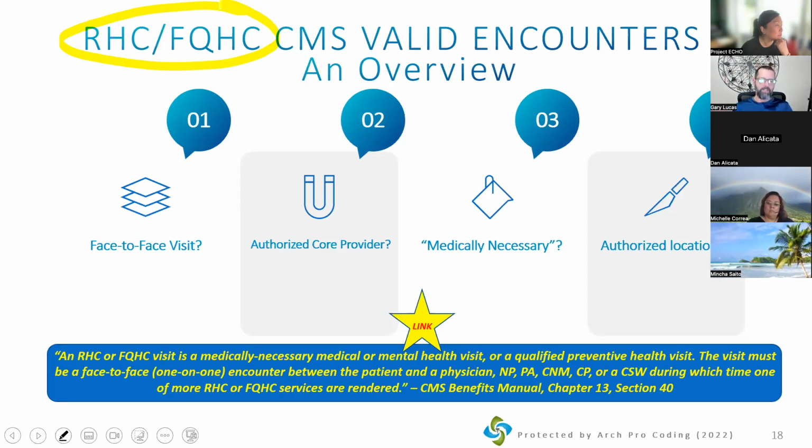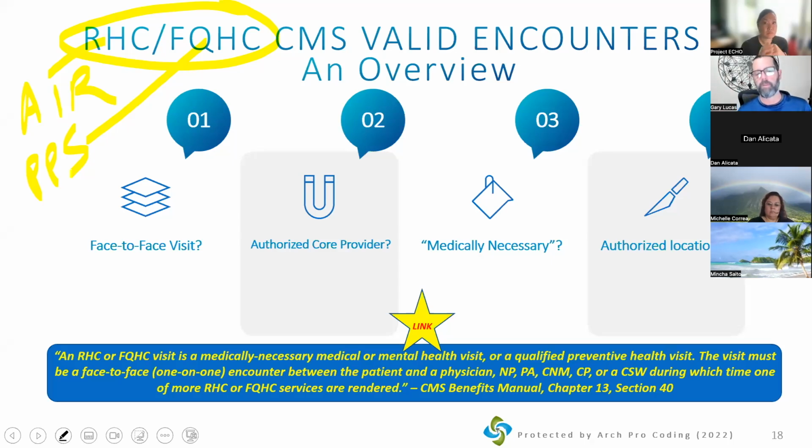But for each, that medical encounter and behavioral encounter, we have to meet these 4 pillars of billing before we can expect to get reimbursed. In an RHC, you're paid what's called the all-inclusive rate, and in an FQHC, what they call their prospective payment system rate. Well, bottom line, we have to have a face-to-face visit with an authorized provider that meets, yes, sarcastic air quotes intended, medical necessity guidelines, and that it be performed at an authorized location.